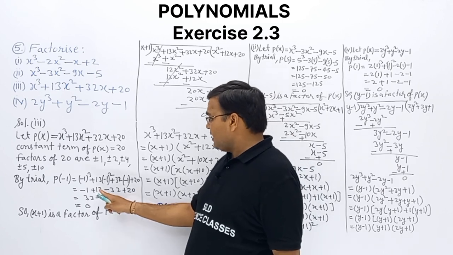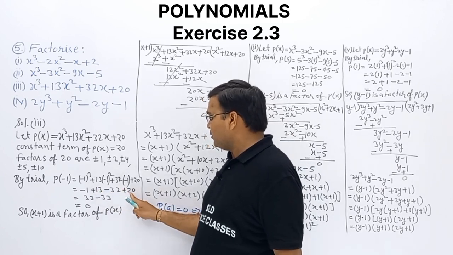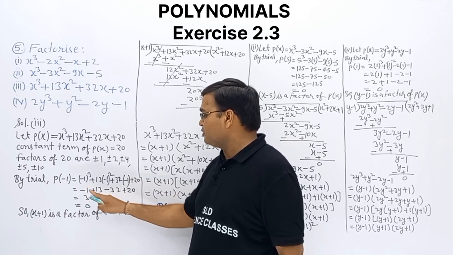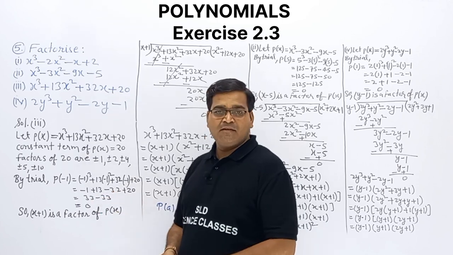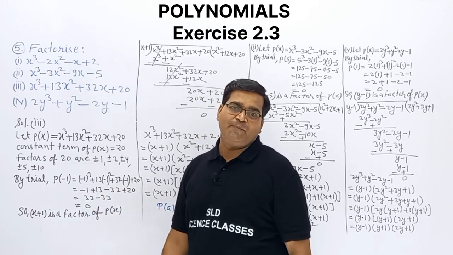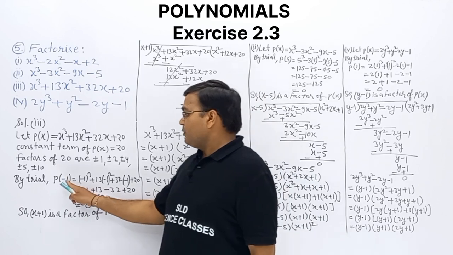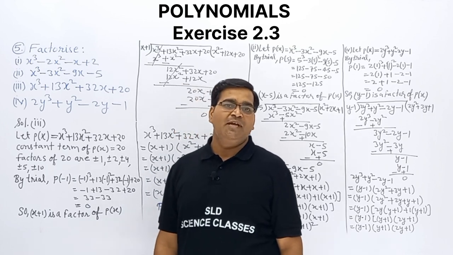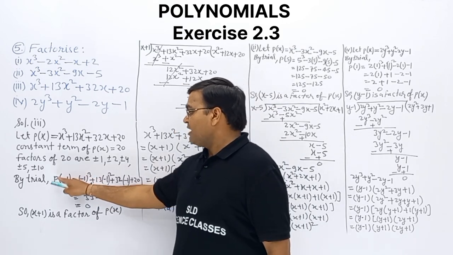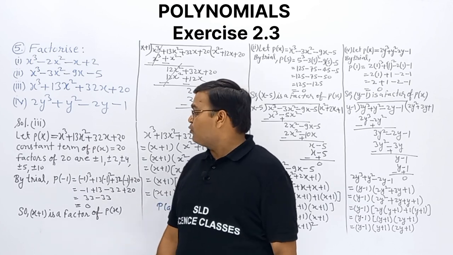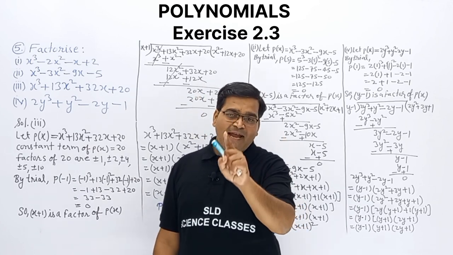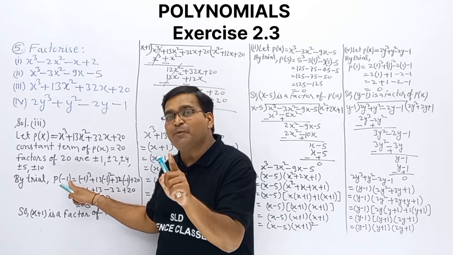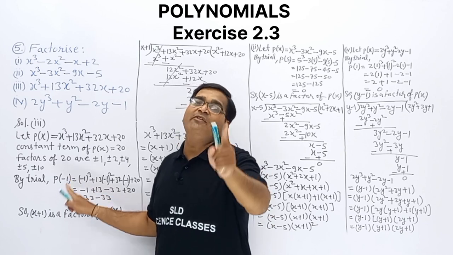Add and subtract. 13 plus 20 will be 33, and minus 32 plus minus 1, when we add both negative, is minus 33. Both will be cancelled. Result will be 0. So once we put x equal to minus 1 in the given polynomial, we are getting 0. It means x equal to minus 1 is the 0 of that polynomial. So x plus 1 will be its factor.